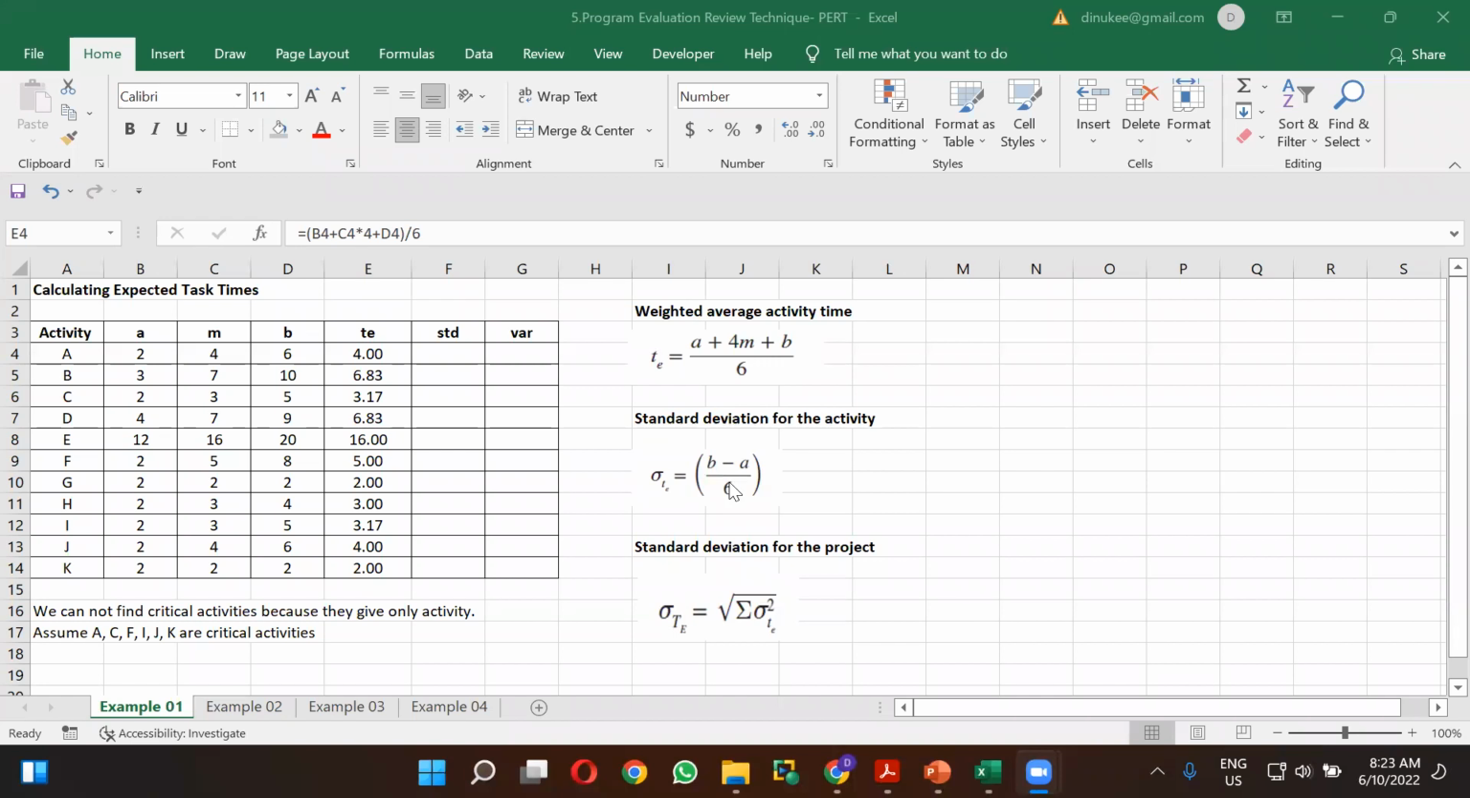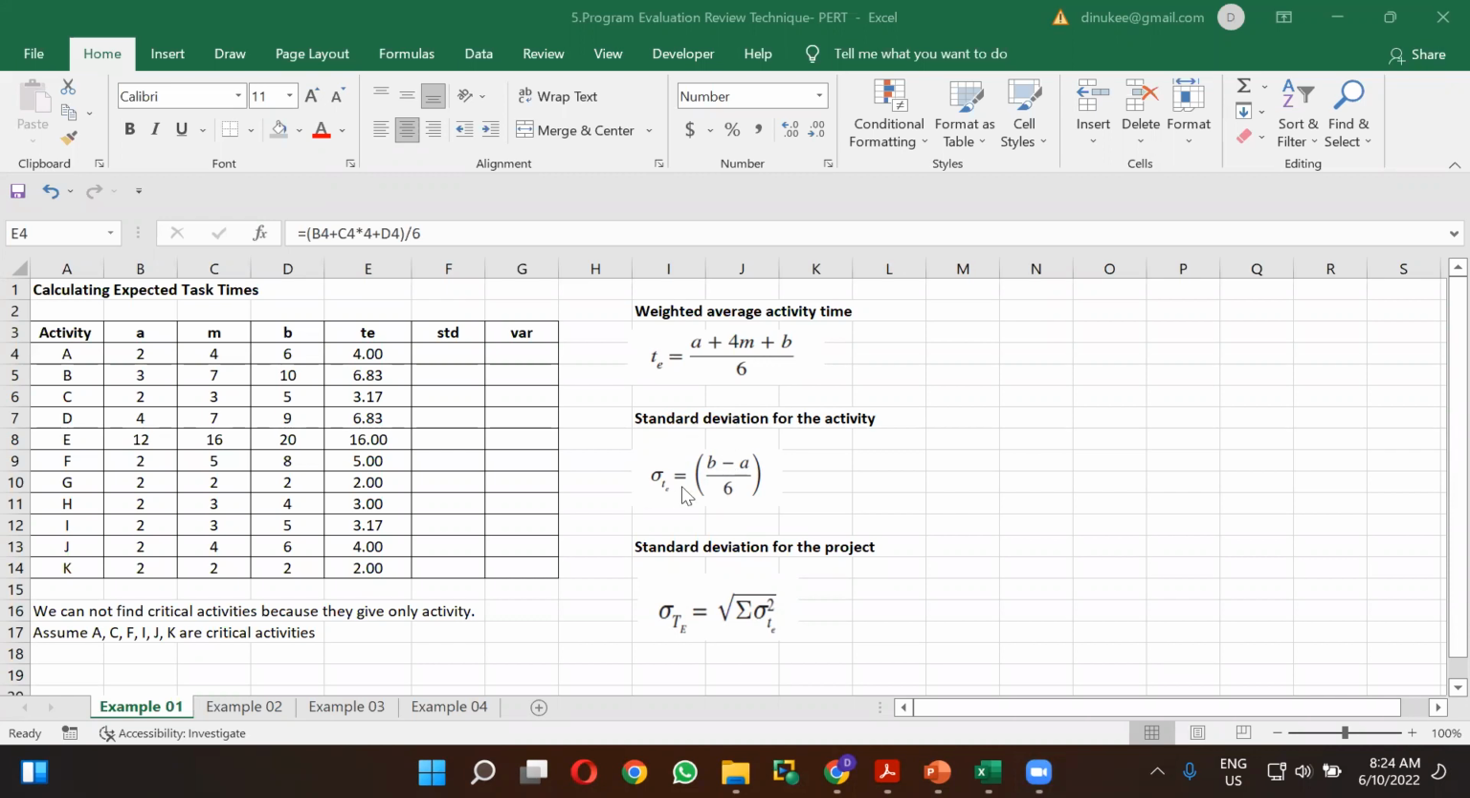So we have now calculated the weighted average activity time, and now we want to calculate the standard deviation for the activity. When you are going to calculate the standard deviation for the activity, you have to use this equation. You have to take the pessimistic time. From that pessimistic time, you have to deduct the optimistic time and divide it by 6. So that is called the standard deviation for the activity. And you can calculate the variance for the activity as well, right?